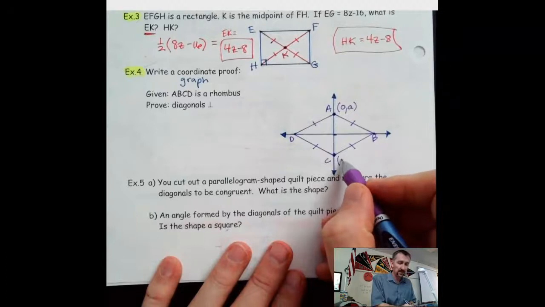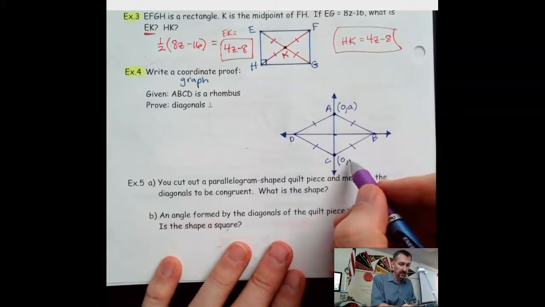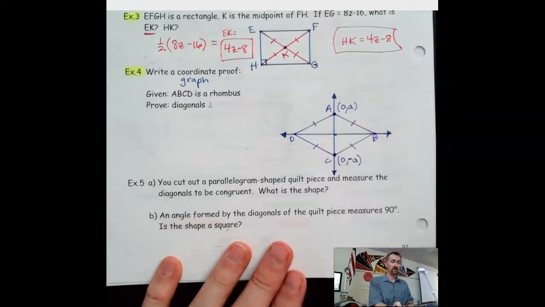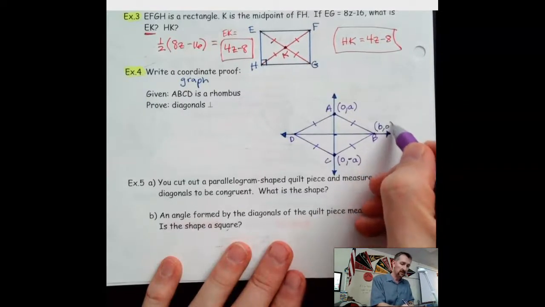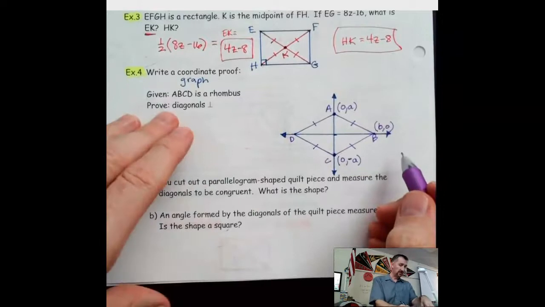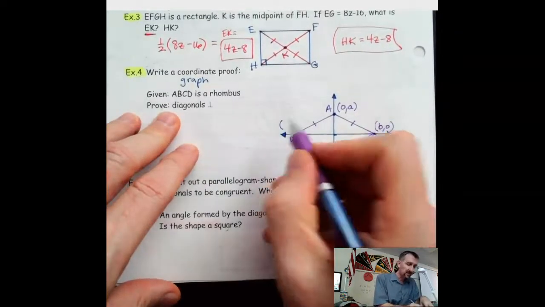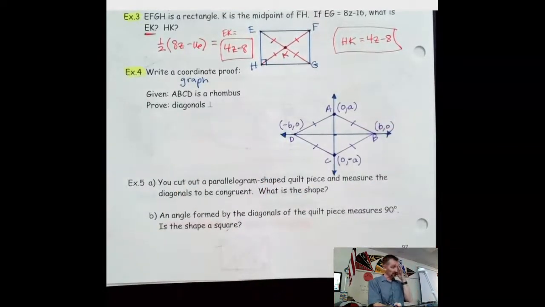So hopefully everybody knows that the x coordinate would still be 0, and the y-coordinate should be the opposite of A, negative A. And over here, I'm going to call this (B, 0). So if you come over here and think about what the coordinates of this would be, that would be (negative B, 0).